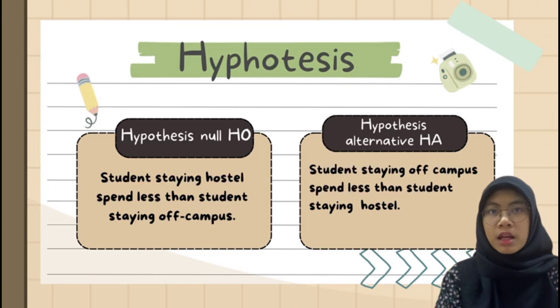Next, hypothesis. For the null hypothesis, students staying in hostel spend less than students staying off campus. For the alternative hypothesis, students staying off campus spend less than students staying in hostel.